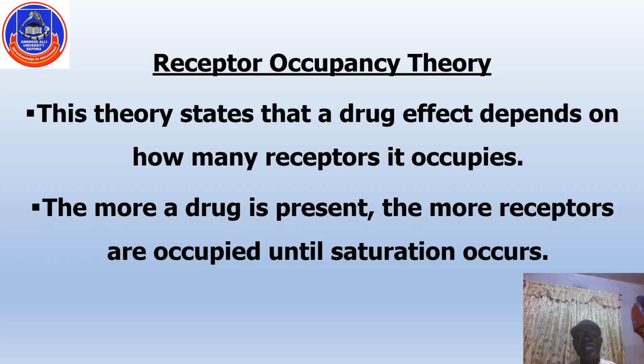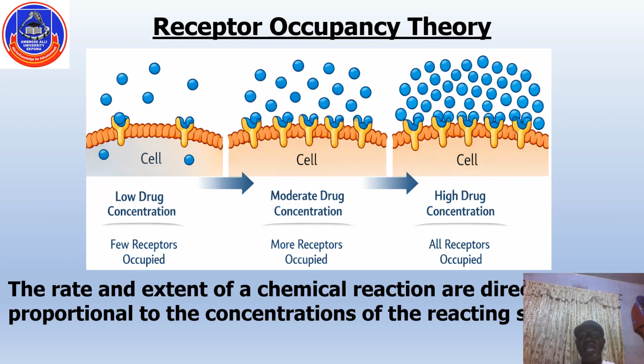This theory, that is, the receptor occupancy theory, is often explained by the law of mass action. It states that a drug effect depends on how many receptors it occupies. The more a drug is present, the more receptors are occupied until saturation occurs. This is a simple description of that theory.